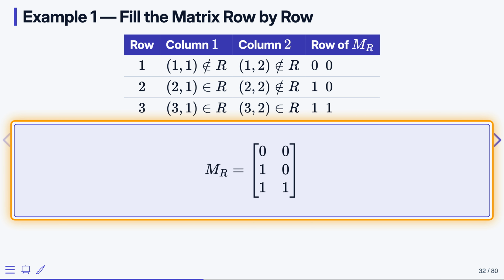Put the 3 rows together and you get the matrix. Notice the shape. A 1 appears wherever the row value is bigger than the column value, so the ones sit below the diagonal.